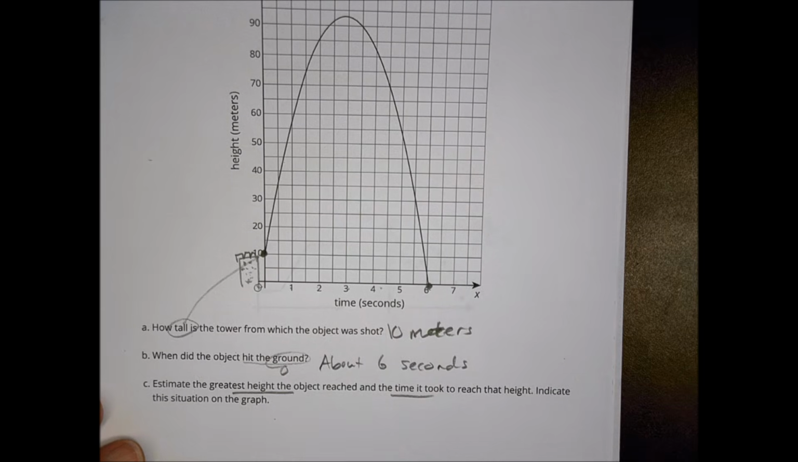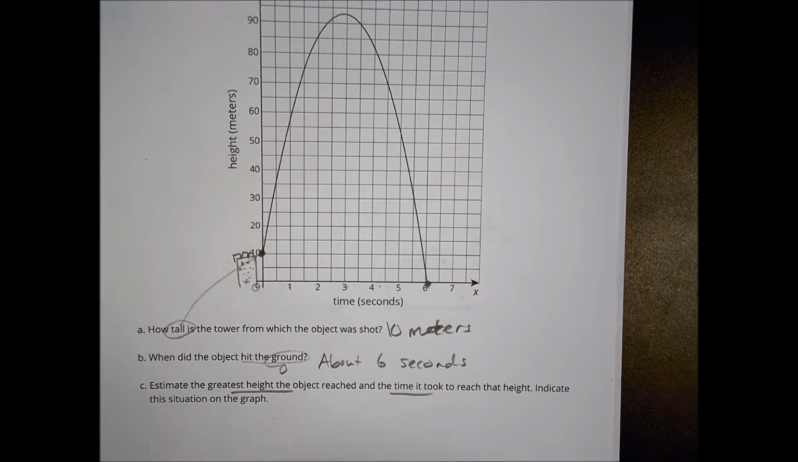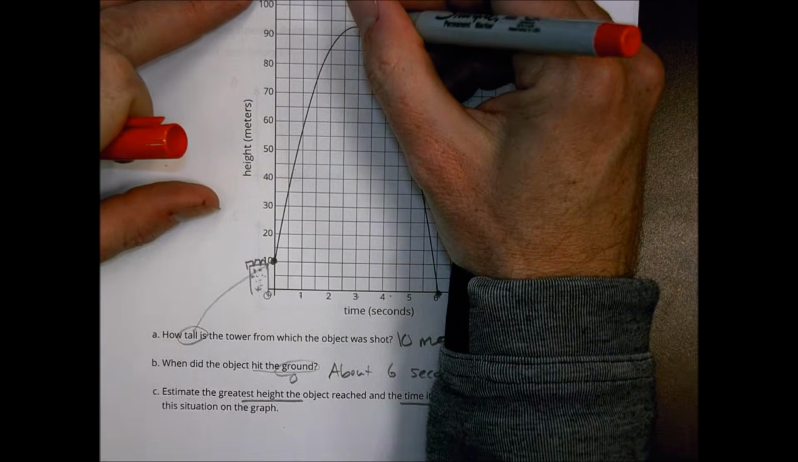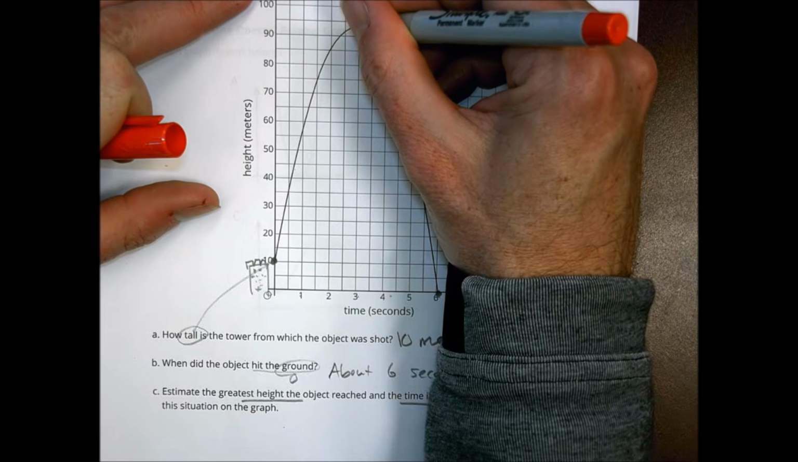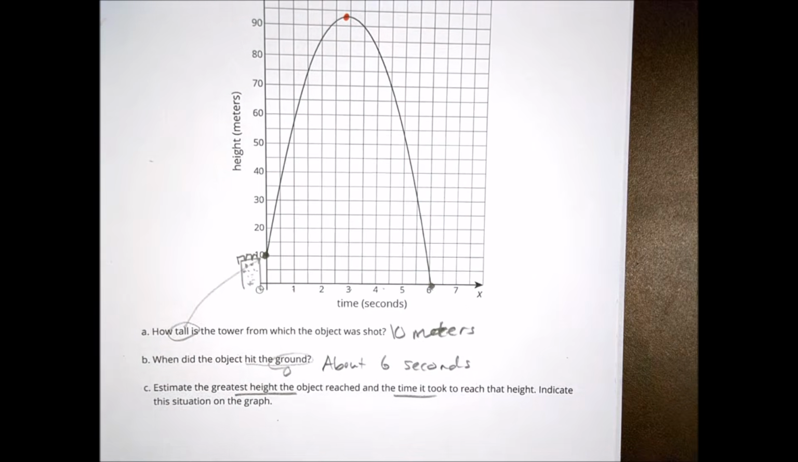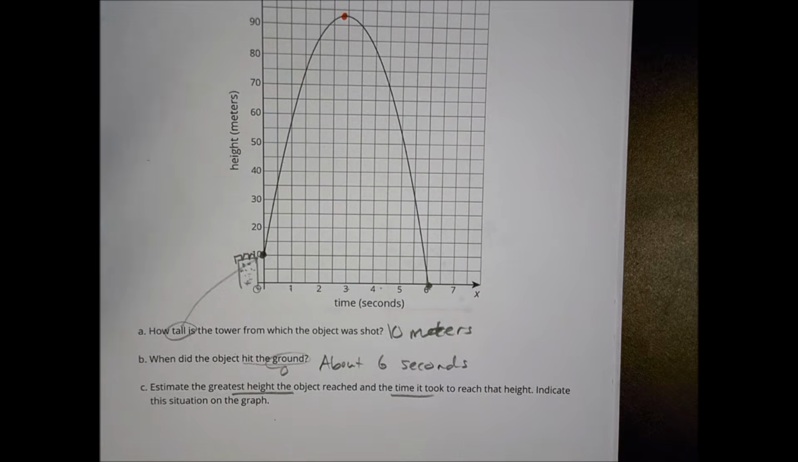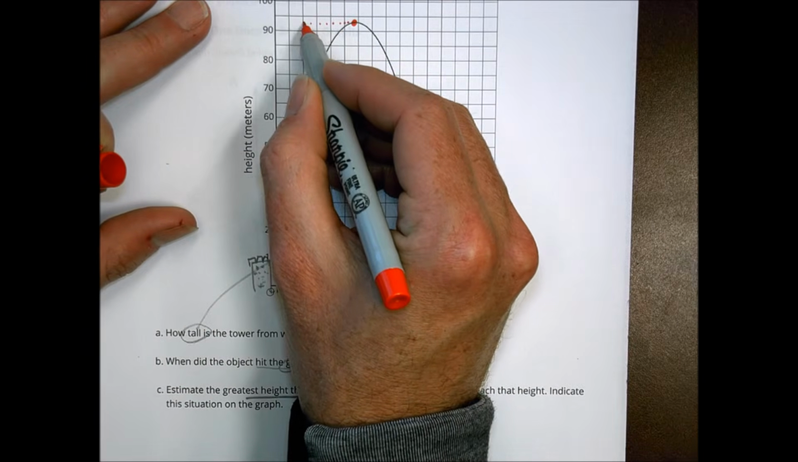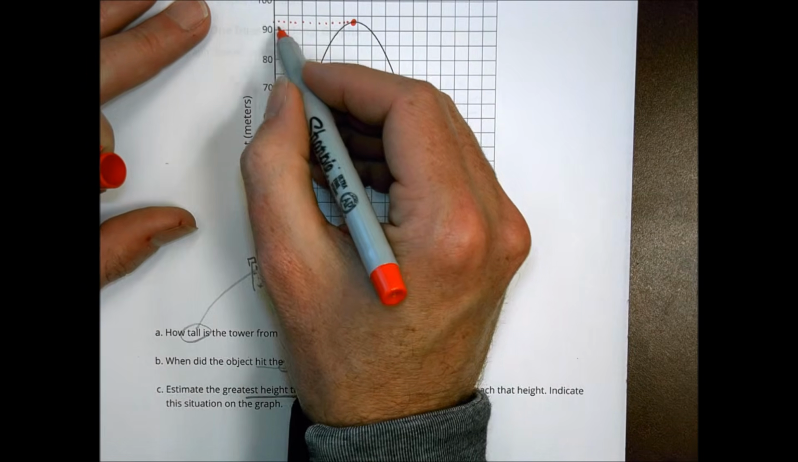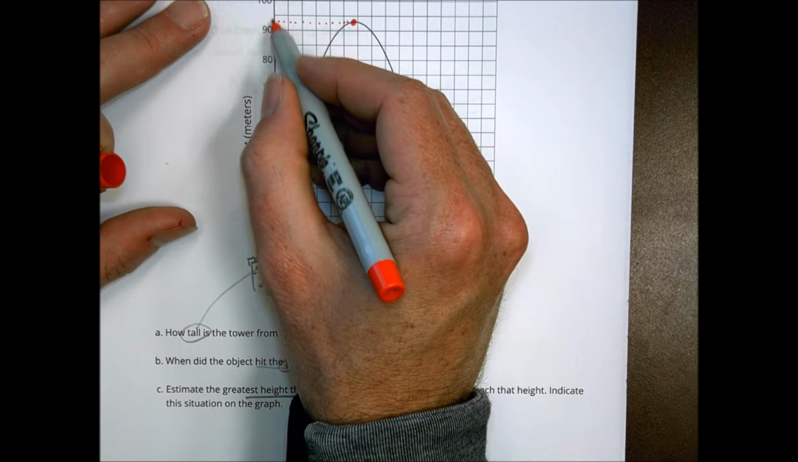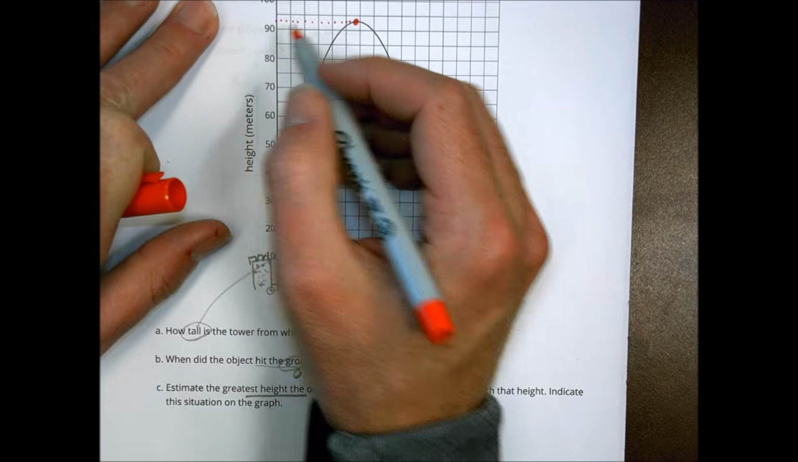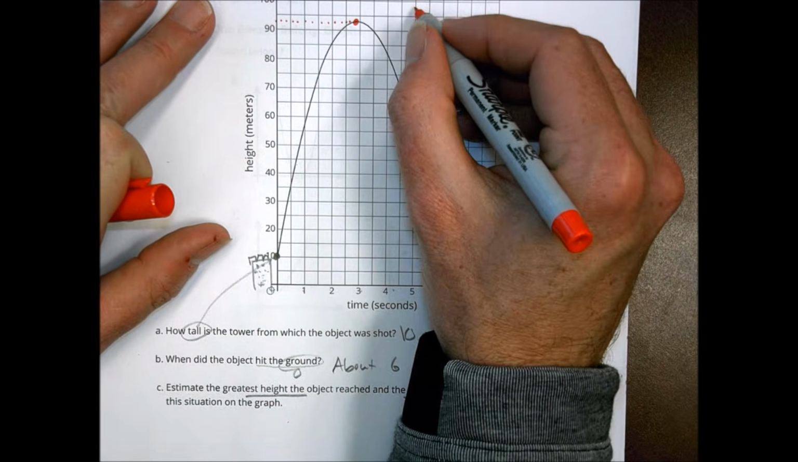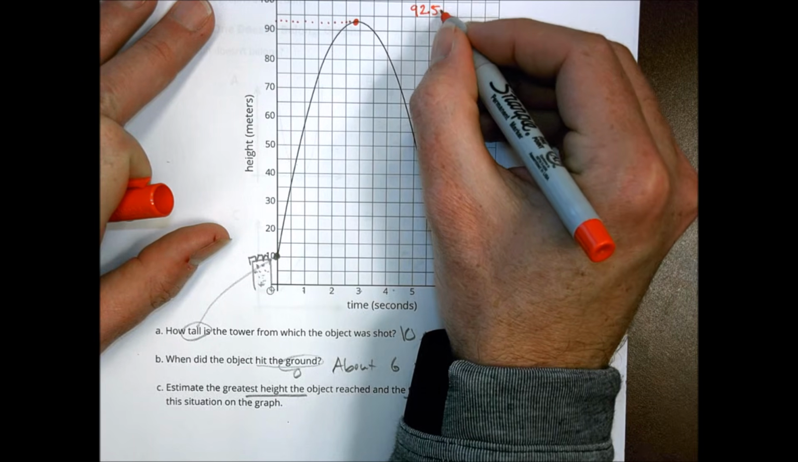So we're going to look for the greatest height, which is probably somewhere, it looks like about here, is our greatest height. So what is that greatest height? Well, we can look across and see here on this point, like about where is that? We're counting by 5, so this is 90, 95. It's between 90 and 95, so we'd probably say that's about 92.5 meters in the air.